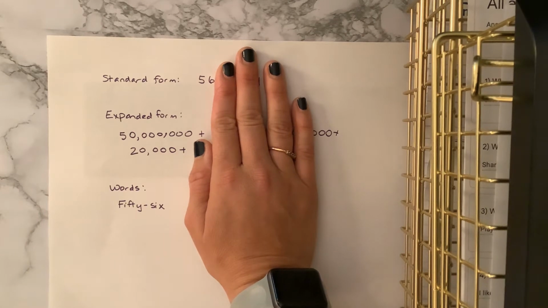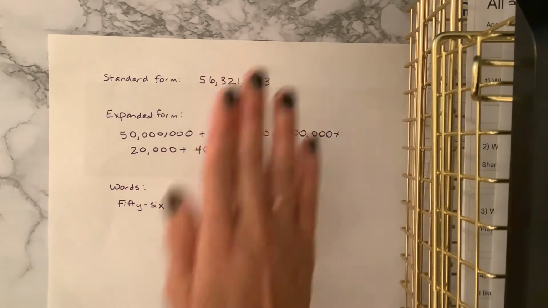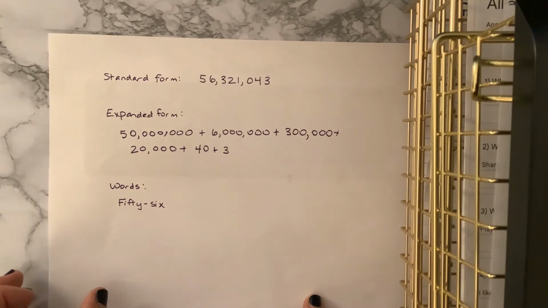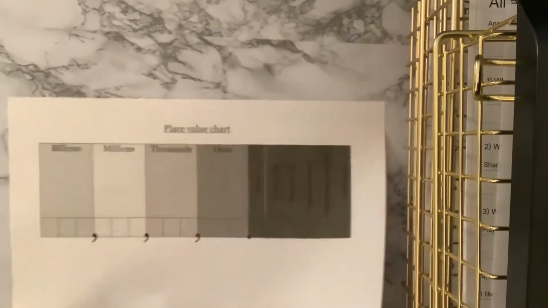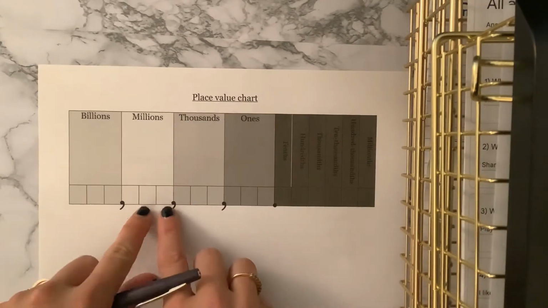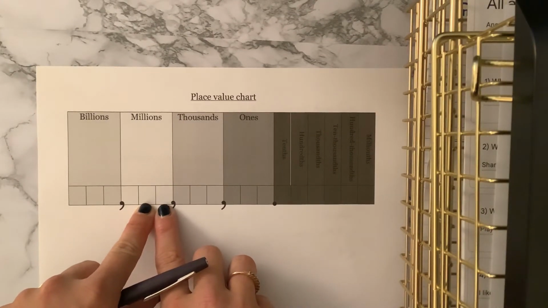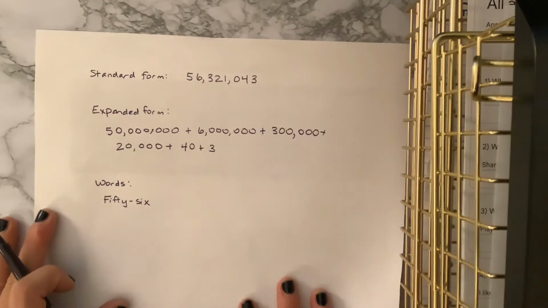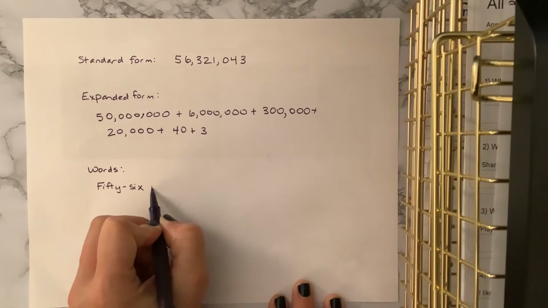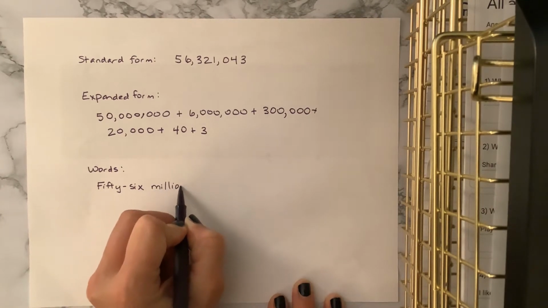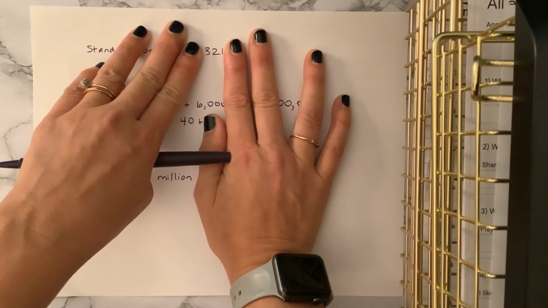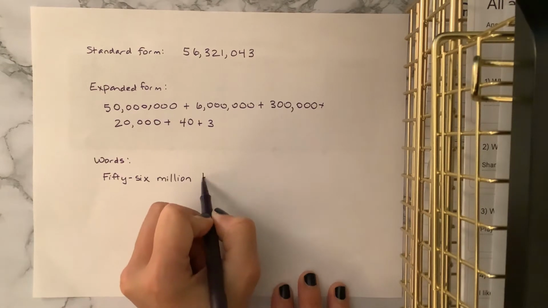It is 56, but it's not 56 ones, it's 56 what? And this is where you could look at your place value chart to help you out. So we have our 56 here, so it's 56 what? 56 million, okay? So we would write 56 million. Now we look at the next chunk. We see these 3 numbers. How would we say that? That's 321.